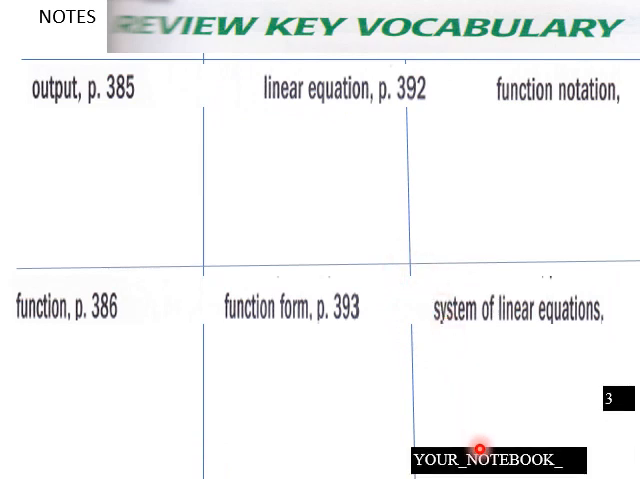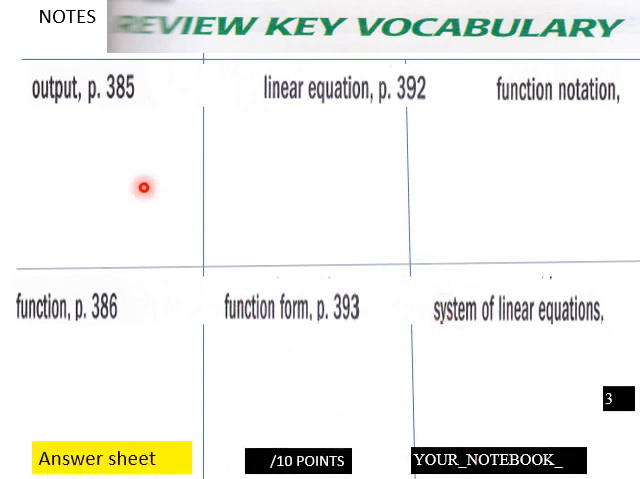Page 3 in your notebook, 10 points. Output, define output, linear equation, function notation, function form, system of linear equations. Define all of these, students, in your own words. Define them, 10 points, page 3.